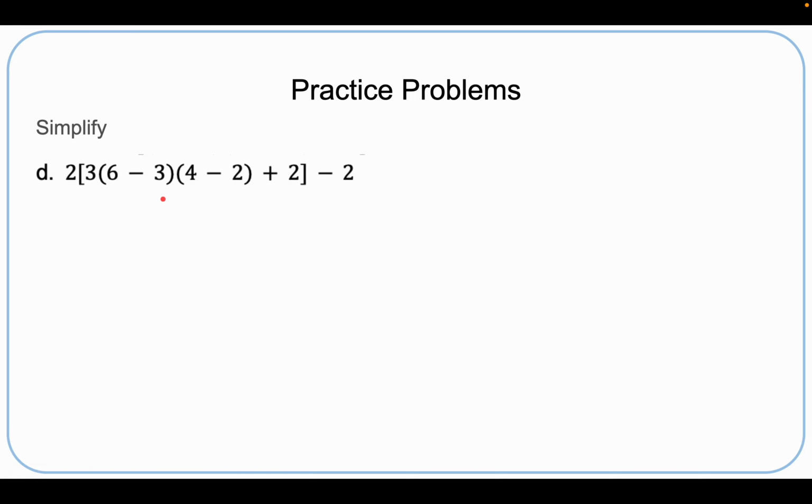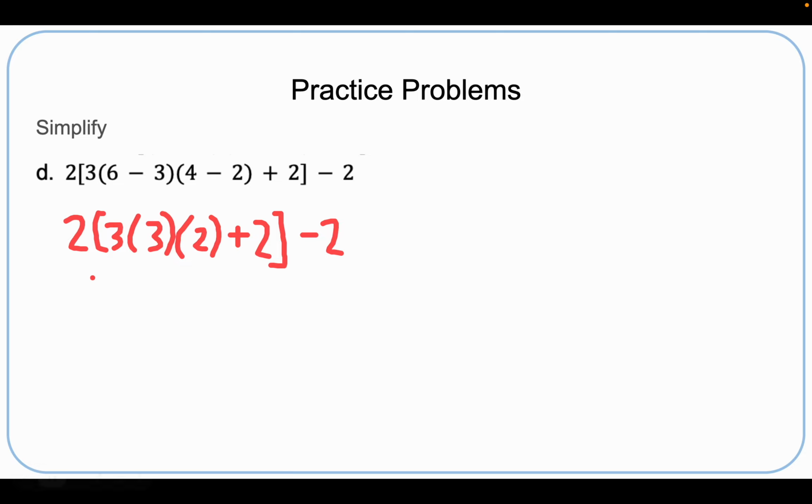And last one, again, work the innermost parentheses first. Rewriting the rest of the problem. 6 minus 3 is 3. 4 minus 2 is 2. Plus 2 inside our brackets minus 2 outside the brackets. Okay, and then we have multiplication here. 3 times 3 times 2 would be 9 times 2, 18. So 18 plus 2 inside the brackets. And then our minus 2.